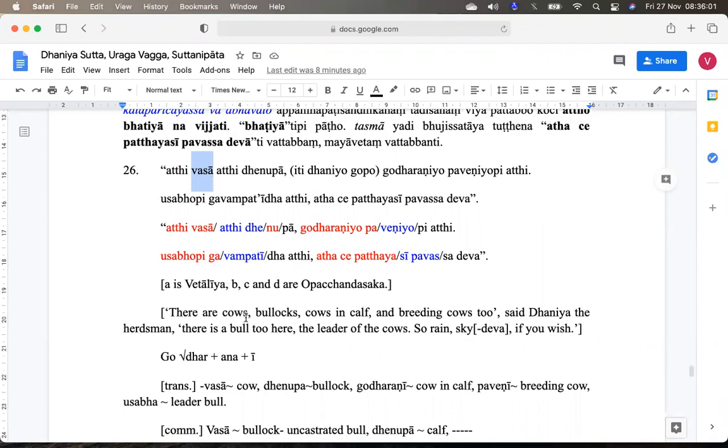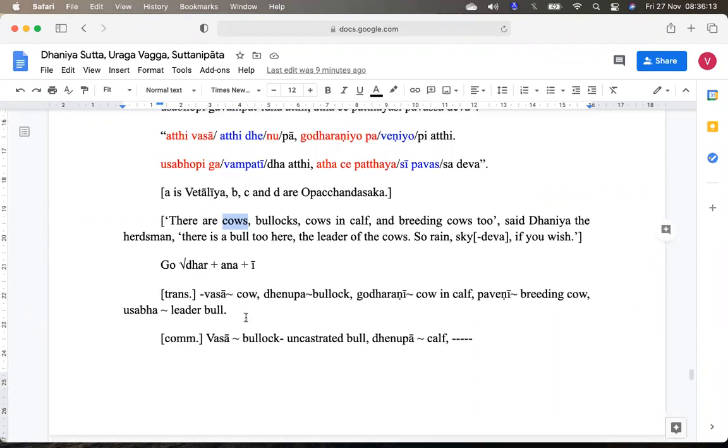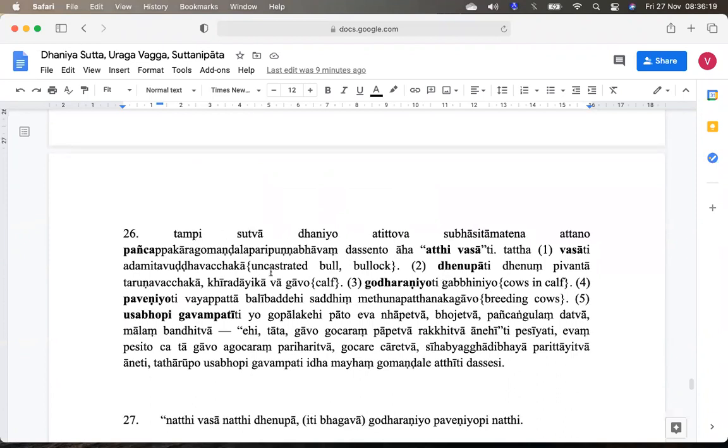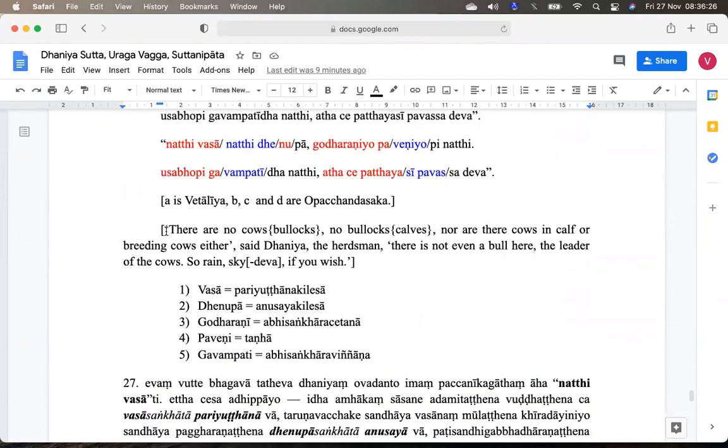That is, the scholar can translate it as calm. Even in the dictionary, we cannot find any other meaning in the sense of the bullock. But here in the commentary, wasa is an uncastrated bull, a bullock. In the comparison also, only in the sense of bullock is it acceptable, Priyotana Kilesa. So that point we find here.